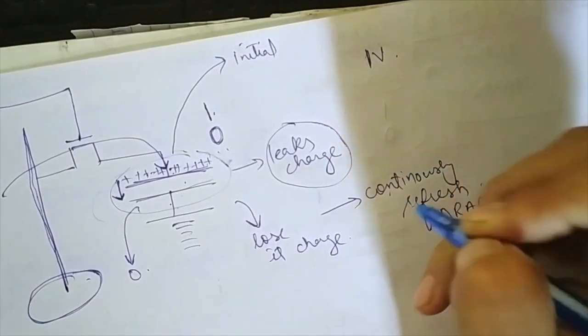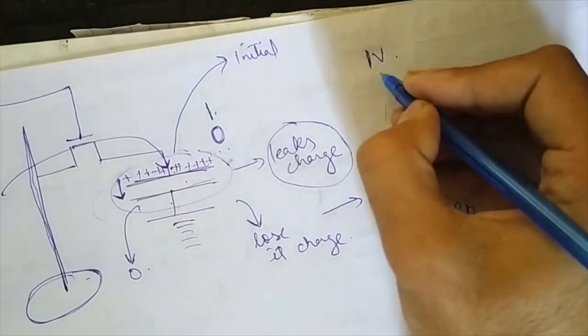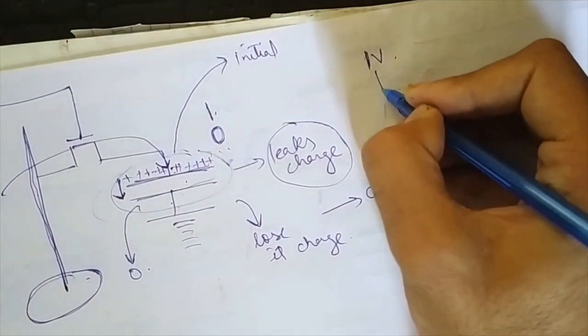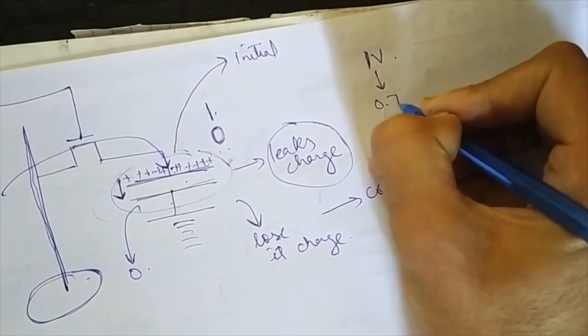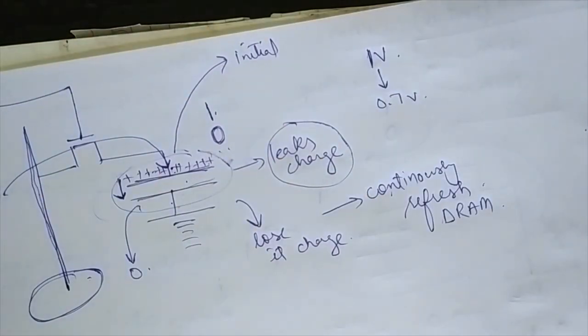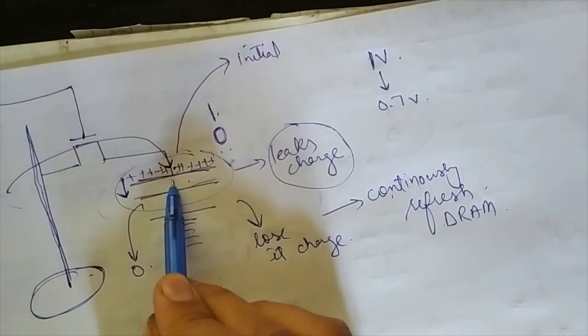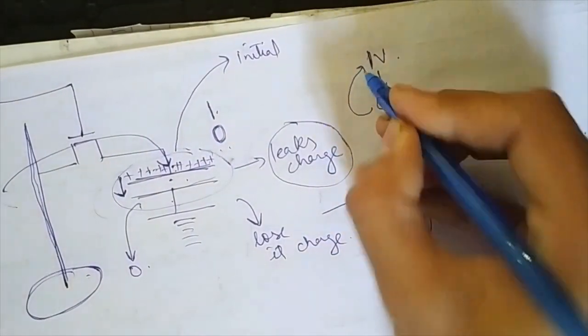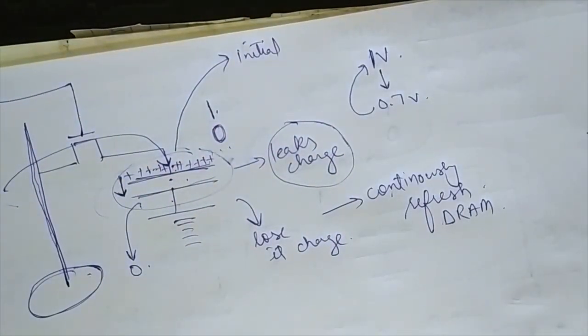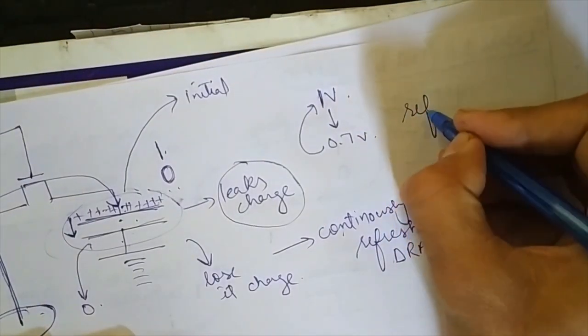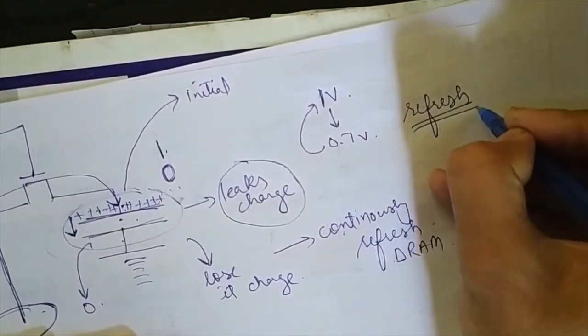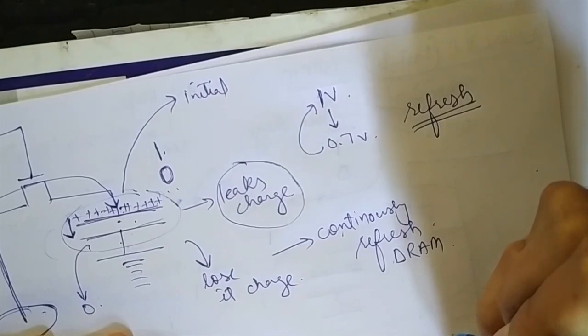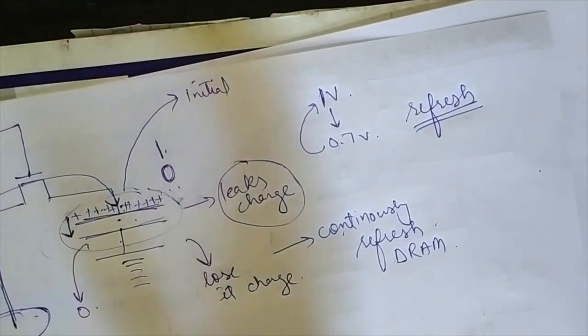For example, initially we have charged this capacitor to 1 volt. After some time, there is some leakage of charge and let's say the voltage has reached 0.7 volt. So we have to refresh this cell after some time to take the voltage back to 1 volt. So for DRAM cells, we have to repeatedly refresh the memory, even if the memory is sitting idle.